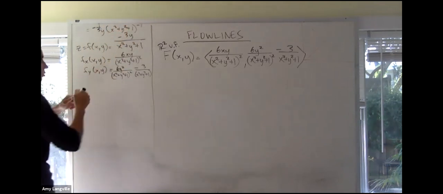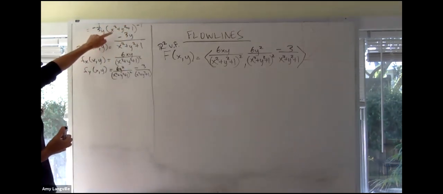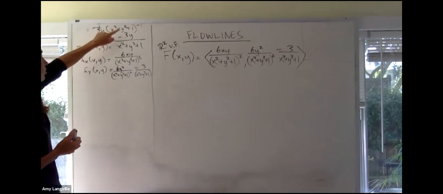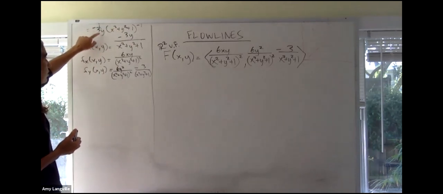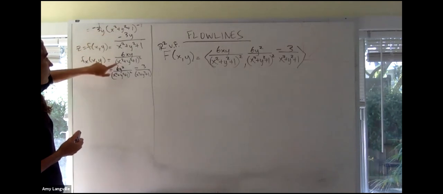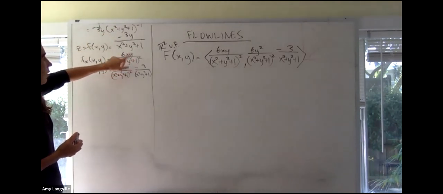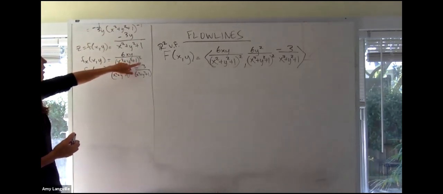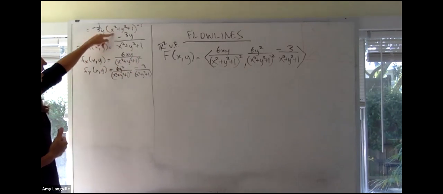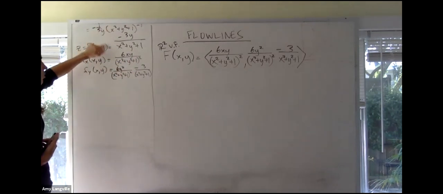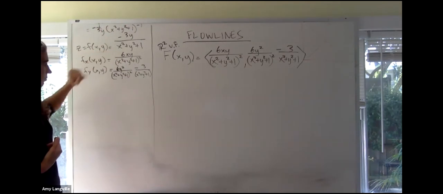And then with respect to x, this is just going to be a general power rule times the power. So minus 1 times minus 3y is positive 3y, times x squared plus y squared plus 1 to the minus 2. So it comes down in the denominator, times the derivative of what's inside with respect to x, which is the 2x. So that's how we get the 6xy.